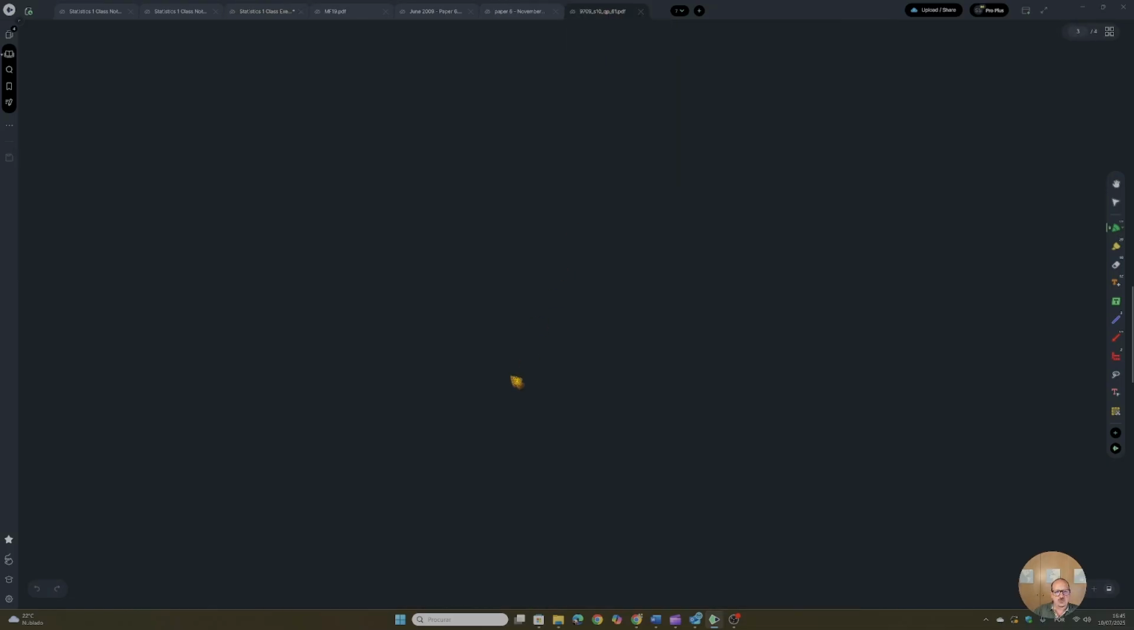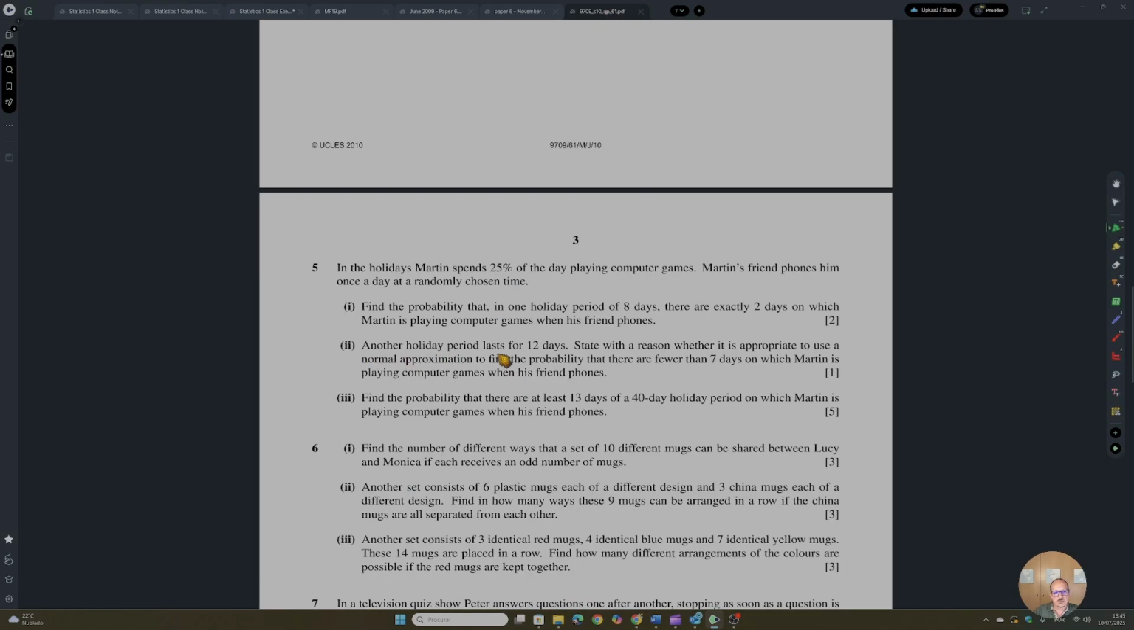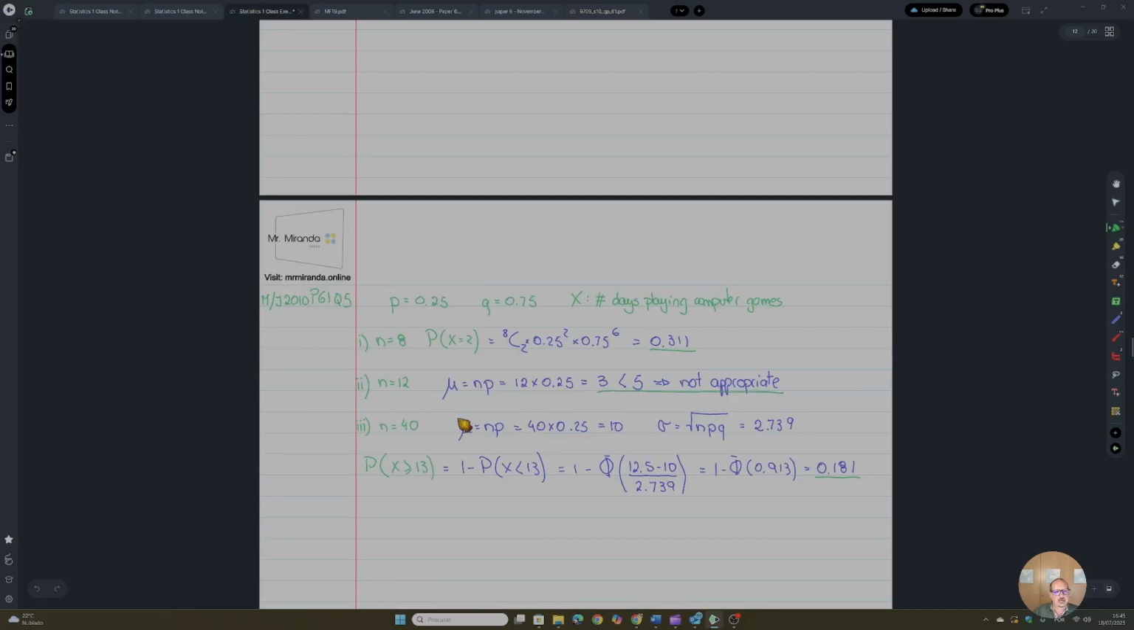On question 2, it asks, another holiday period lasts for 12 days. State with a reason whether it is appropriate to use a normal approximation to find the probability that there are fewer than 7 days on which Martin is playing computer games when his friend phones. Okay, so let's use now this new value of n multiplied by the probability. And we got what? We got 3. I'm sorry, but the condition for you to be able to use this approximation is that this product is at least 5. Well, 3 is smaller than 5, so it's not appropriate.